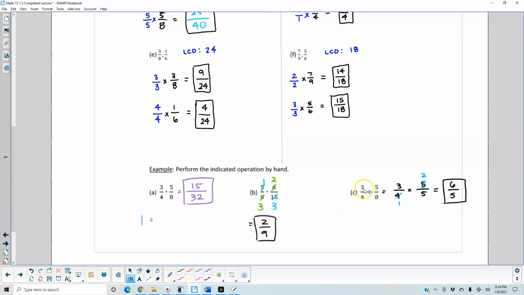In part C, we have 3/4 divided by 5/8. Since it's dividing, we need to take the reciprocal of 5/8 and turn it into multiplication. So it becomes 3/4 times 8 over 5. And now we need to simplify. Well, 4 and 8 have 4 in common, so 4 goes into 8 2 times. 4 goes into 4 1 time. So 3 times 2 is 6, and 1 times 5 is 5.